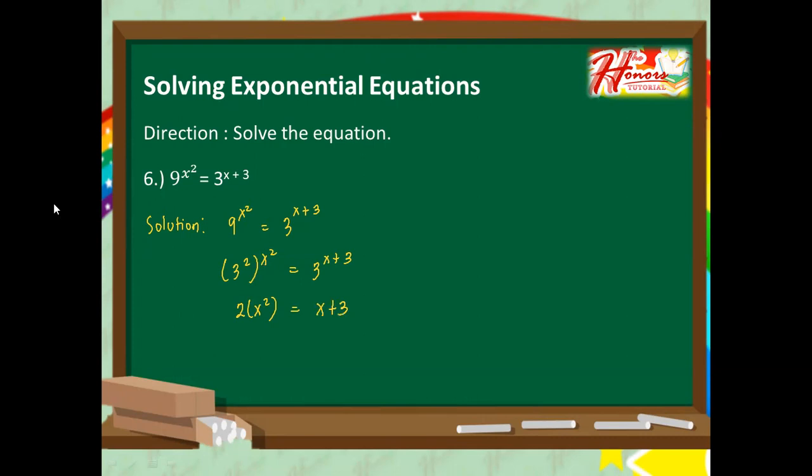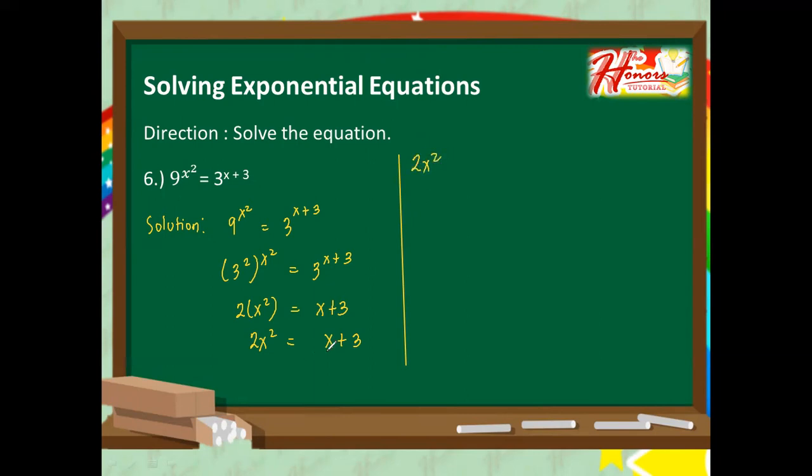And then we have to simplify. 2 times x squared is 2x squared equals x plus 3. As you can see here, we cannot really combine them nor simplify them based on the method that we are using earlier. So therefore, we have to use another method, and that is we have to write this in standard form of quadratic equation. So it will become 2x squared.